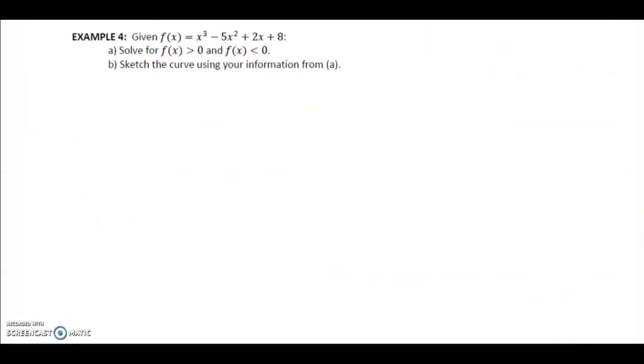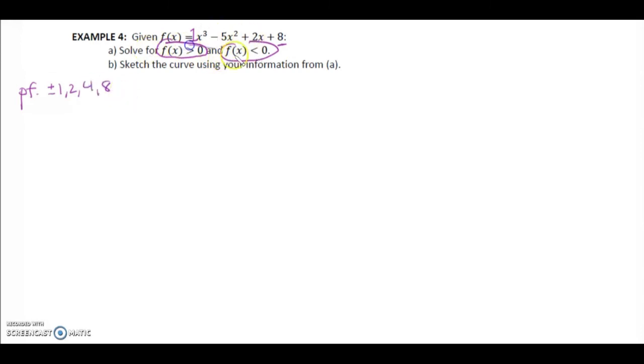Okay, example 4. Given f at x equals x cubed minus 5x squared plus 2x plus 8, we're going to solve for when this function is greater than 0 and when it is less than 0, and then we're going to sketch. For a function like this, because it's presented in expanded form and not factored form, we have to fully factor it. So let's list the possible factors. The leading coefficient is 1, so we don't have to do anything about that. We just list the factors of 8: plus minus 1, 2, 4, and 8.